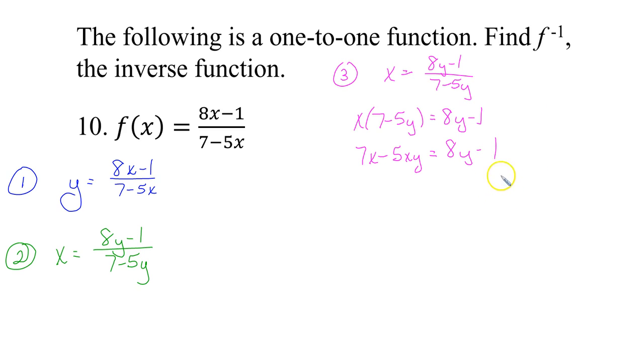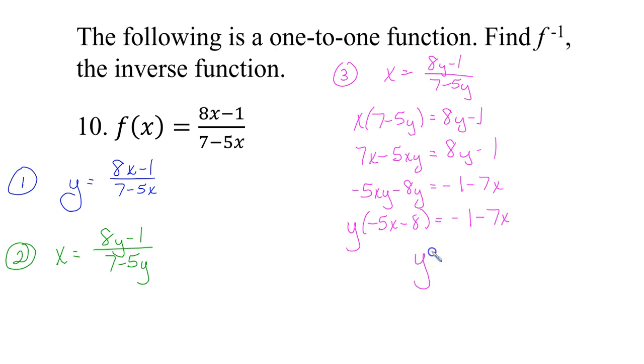Same thing I did on the last problem. I'm going to collect all of my y terms on the left-hand side. This time I am going to move my non-y term over here to the right-hand side. Remember, when we move across that equal sign, we change the sign. So I still have this negative 5xy, and now I have minus 8y equals negative 1 minus 7x. Lots of negatives in here. It will be fine. Same next step, I'm going to factor out that y. So that's going to give me y times negative 5x minus 8 is equal to negative 1 minus 7x.